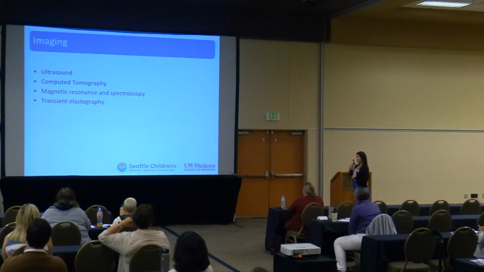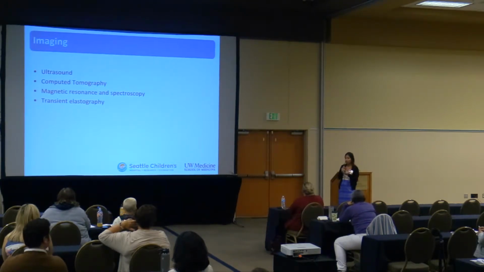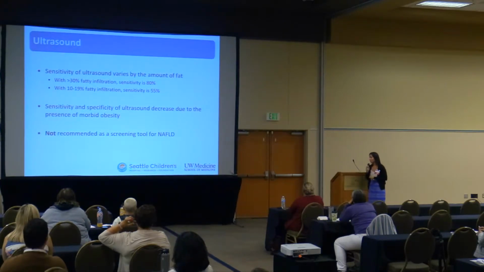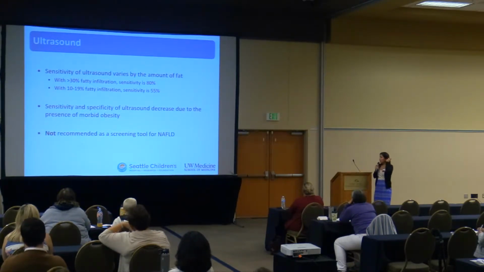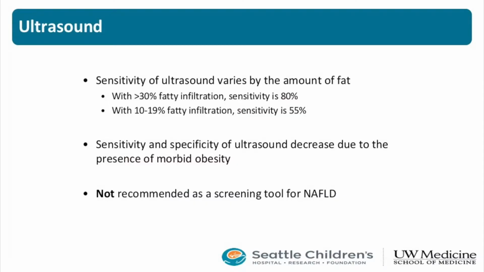What about imaging in terms of diagnosis? So there's a bunch of modalities that can identify fat in your liver, and I'll talk a little bit about all of them so that you guys have a good background. So ultrasound is really good at identifying fat if you have a lot of it. So if you have over 30% fatty infiltration, you're gonna see it. Your sensitivity is about 80%.